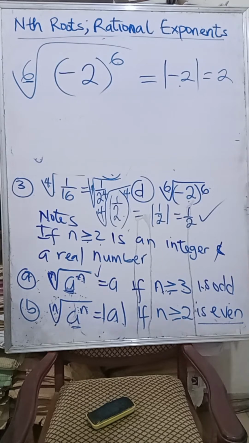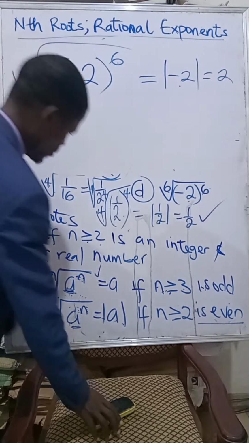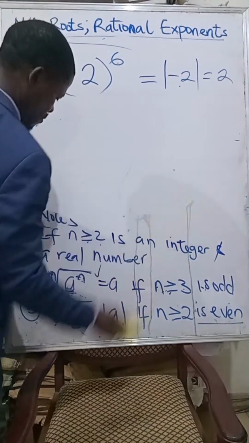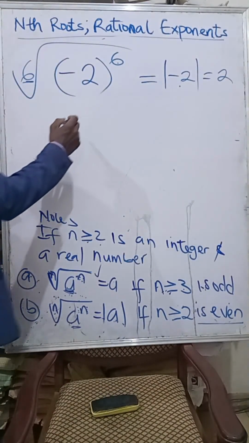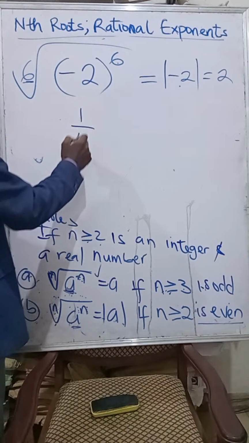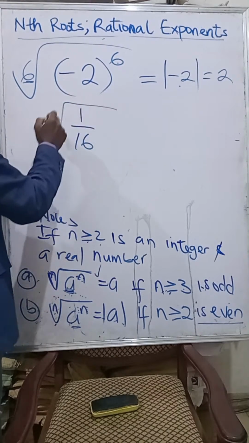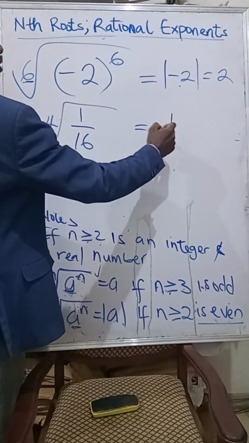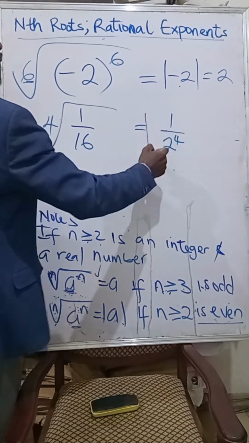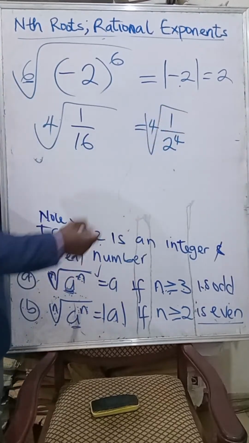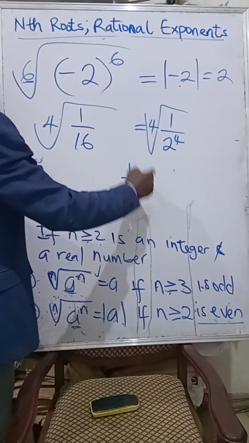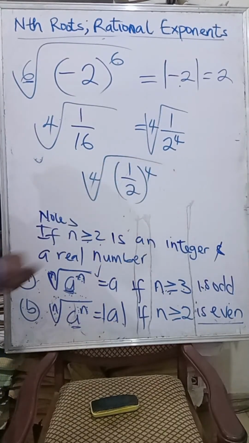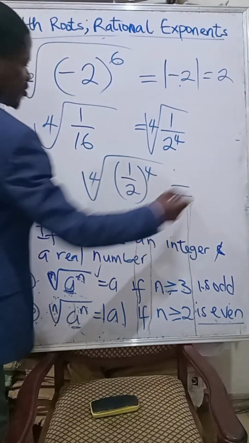So that's that. Let's take one more. Then we'll go to the next aspect. What of another 1 over 16? We have 4 here. So this is the same thing as what? 1 over 2 to the power 4. Okay, which we can write as what? 1 over 2 to the power 4. And don't forget this one. So this will be equal to what?